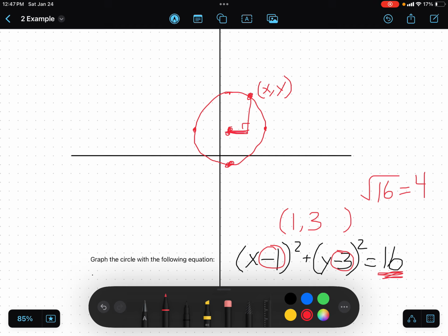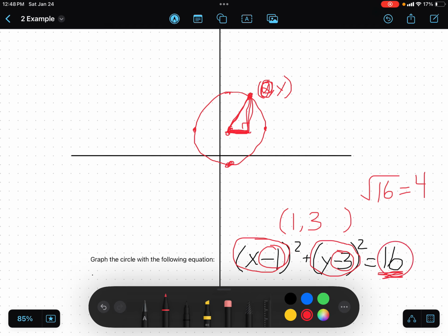The x distance, the sideways distance, is the difference between the center and the x coordinate. That's where x minus 1 comes from. The up and down distance is the difference between the y coordinate of the center and the y coordinate of our point. That's why it's y minus 3. And the hypotenuse of this little right triangle we've just created is the radius, r squared.